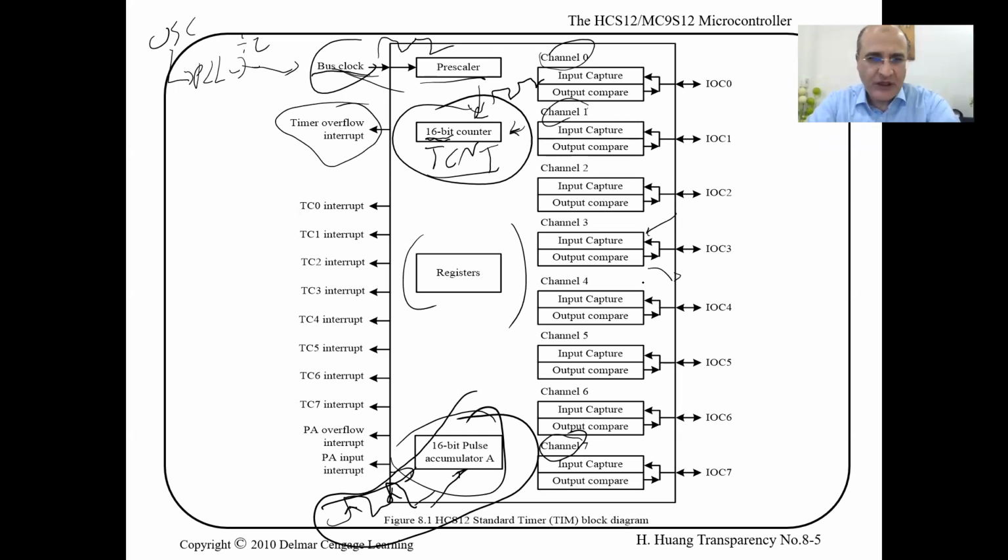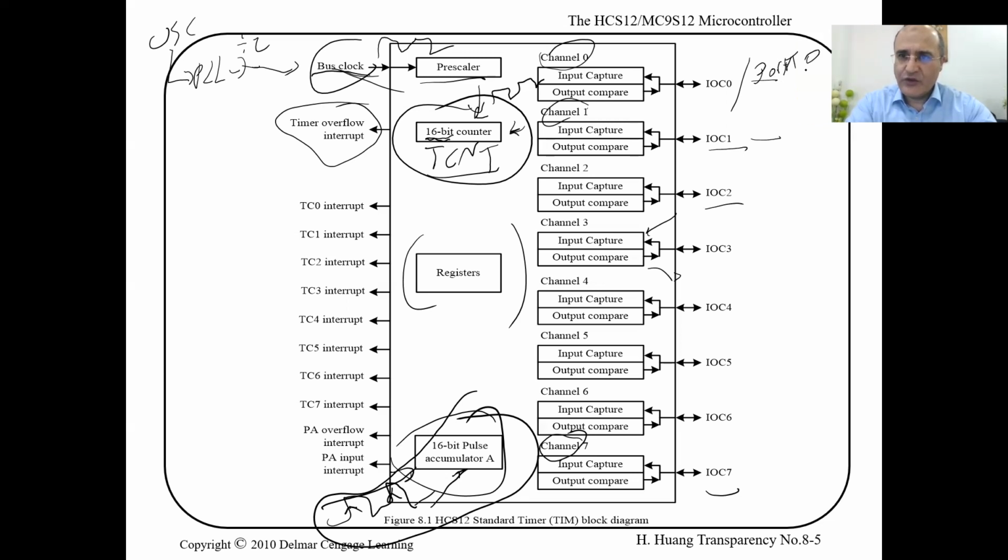What does input capture mean? What does output compare mean? Let me explain them quickly. I'll come to the details later on. But these features, input capture or output compare, they all share the pins called IOC0, IOC1, IOC2, up to IOC7, input capture, output compare 0, 1, 2, 3, up to 7. These are shared with port T 0, 1, 2, up to 7.